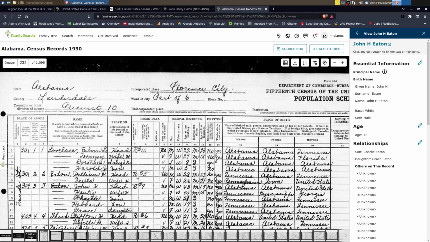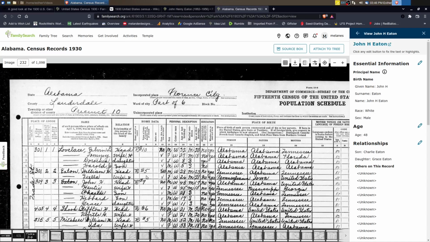He's living in a rented home, and probably in an apartment of this Elvin Lovelace, who's right above him. He's also at 301 Trade Street, so the two families are there. And so he's probably renting a room or part of the house there.